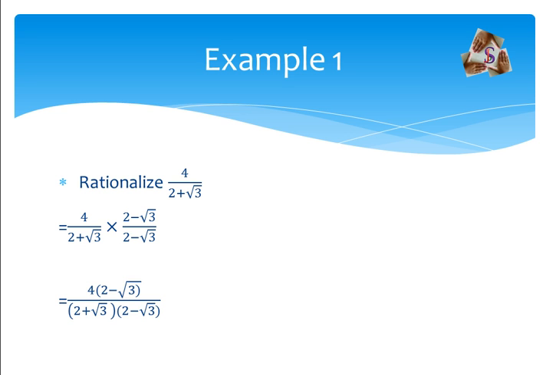My step 2 is to simplify. So it is 4 into 2 minus root 3 divided by 2 plus root 3 into 2 minus root 3. That is, I open my brackets, so it's 8 minus 4 root 3. Again in my denominator, I'm applying the identity a plus b into a minus b is a square minus b square. So it is 4 minus 3, that is 1. So I get 8 minus 4 root 3.